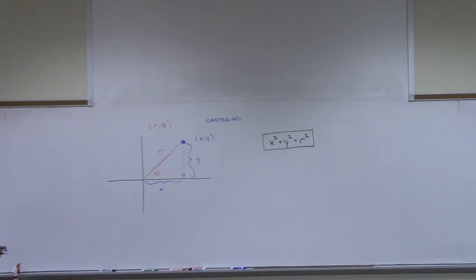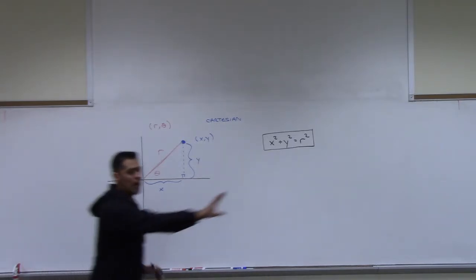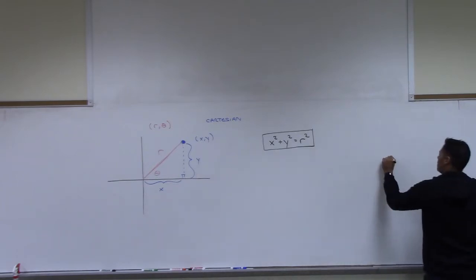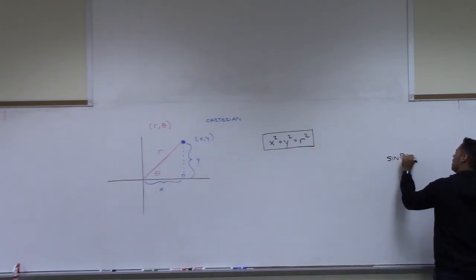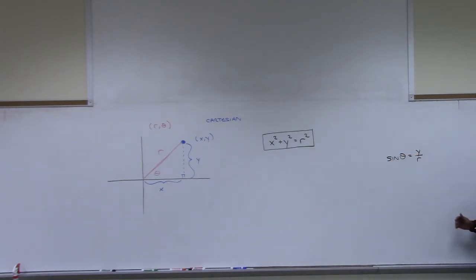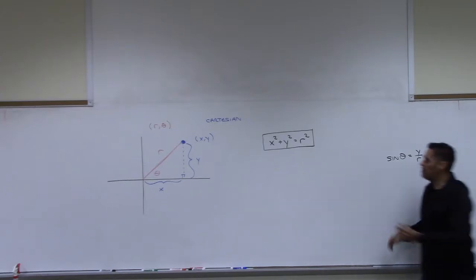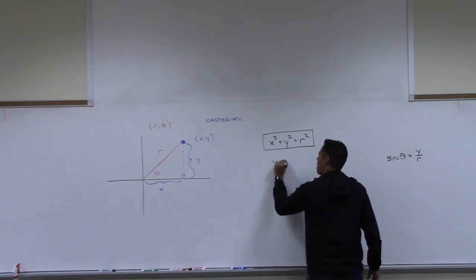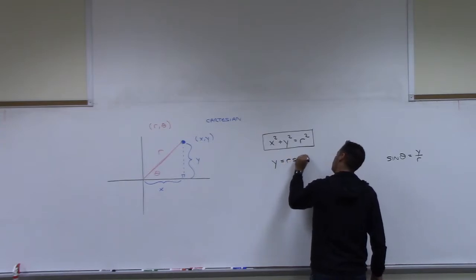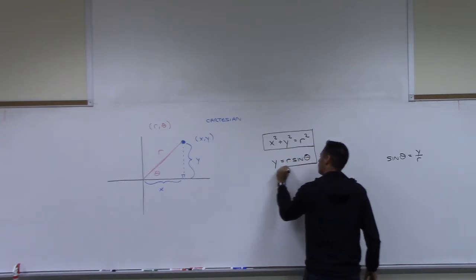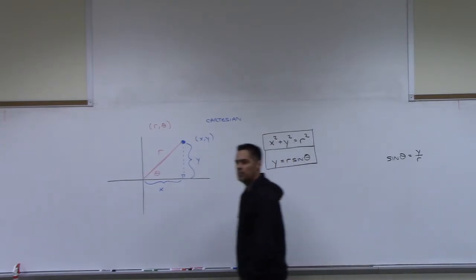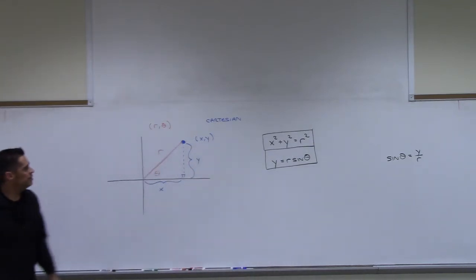Sine theta would be y over r. I'm going to write it on the side here first. Sine theta would be y over r. We all agree with that? Let's solve that for y. So just multiply both sides by r. And what would you have? R sine theta is y. So let me write that relationship down. Y equals r sine theta. Okay? Any others?